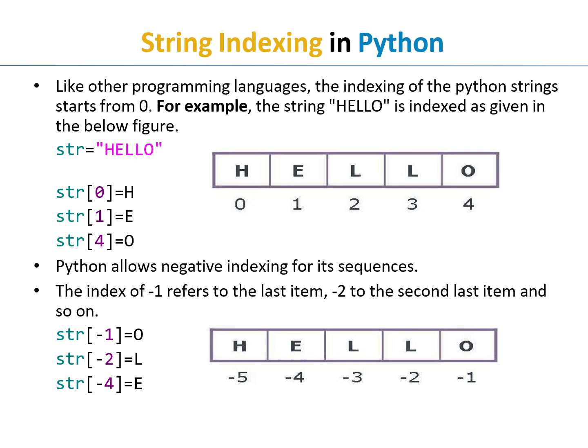Python allows negative indexing for its sequences. The index of -1 refers to the last item, -2 the second last item, and so on. Here, in str[-1], we consider the indexing values as starting from the right side. -1 is represented as O, -2 is represented as L, and -4 is represented as E.